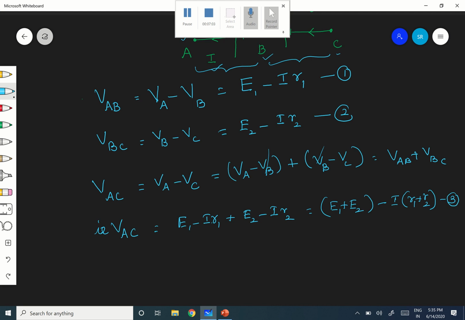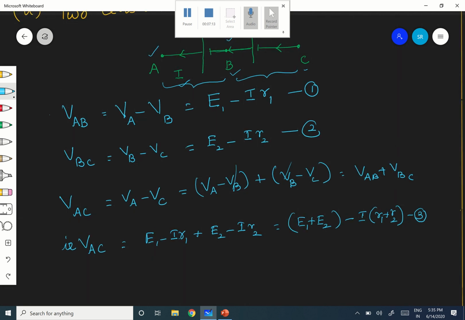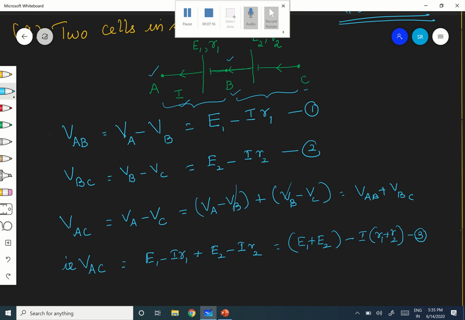So, this is the potential drop across the points A and C, across both the cells when they are connected in series. Now, what I want is to replace both the cells by a single cell, so that the effect is the same. What is the effect? The current drawn from the cell is I only. The current should be I.